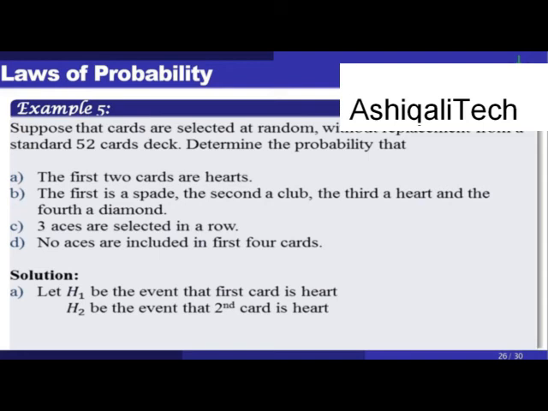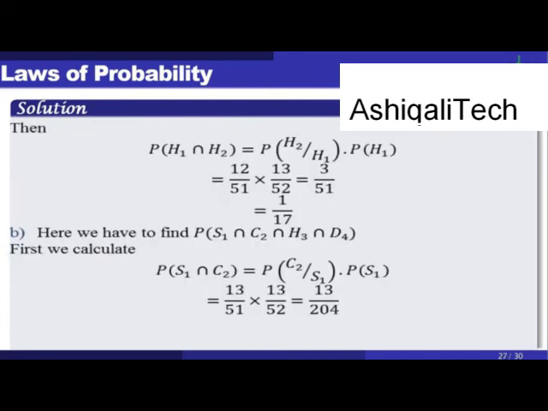Part A. Let H1 be the event that the first card is heart and H2 be the event that the second card is also heart. Dear students, then probability of H1 intersection H2 is equal to probability of H2 given H1 times probability of H1, that is 12 by 51 multiplied by probability of first heart, which is 13 by 52. So it will be equal to 3 by 51, that is 1 by 17.